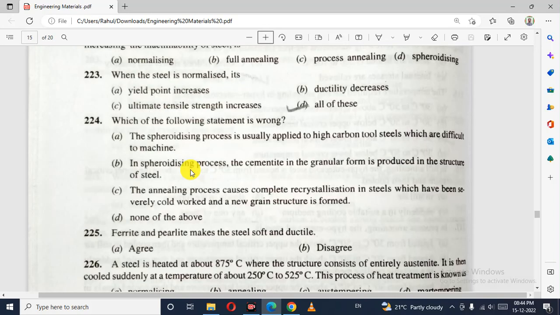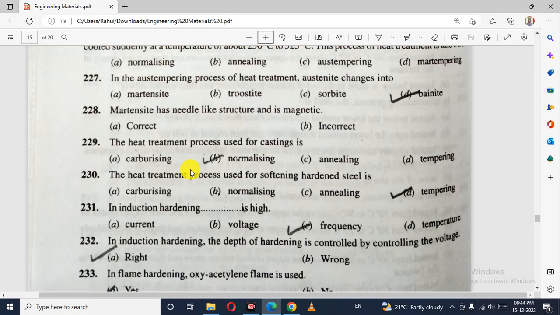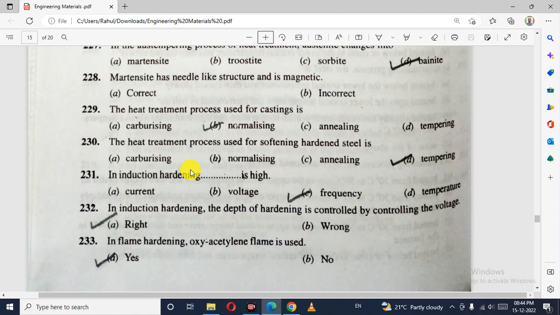When the steel is normalized, its yield point increases, ductility decreases, and ultimate tensile strength increases. In the austempering process, the heat treatment changes austenite into bainite. The heat treatment process used for castings is normalizing. The heat treatment process used for softening hardened steel is tempering.